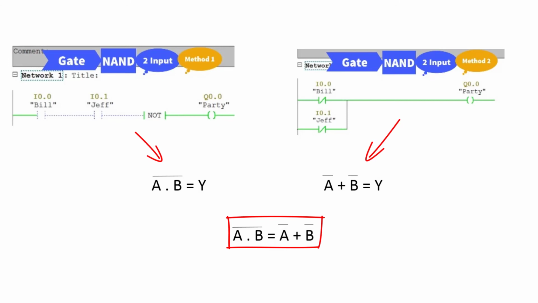In these formulas, the line on the letters represents NOT. The point sign, or multiplication, indicates the meaning of the gate AND, or the series of contacts, and the plus sign, or add, indicates that the contacts are parallel.